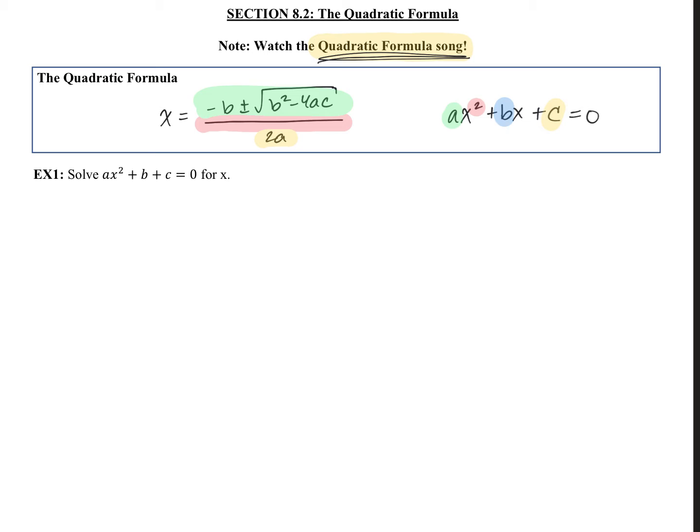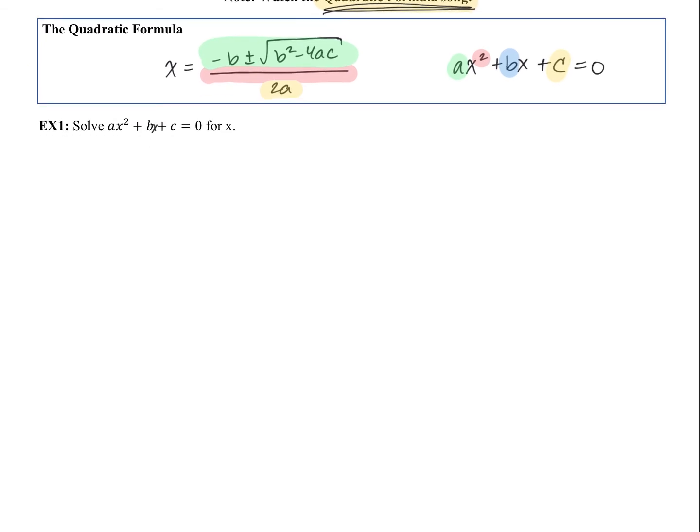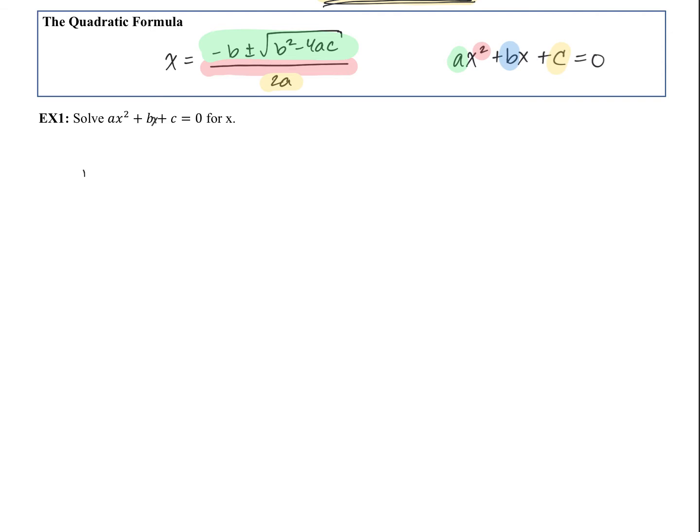So let's go ahead and solve example 1, which is solve ax squared plus bx plus c equals 0. So how would we solve this? ax squared plus bx plus c equals 0. We're actually going to not use the quadratic formula. This is going to be proving the quadratic formula.